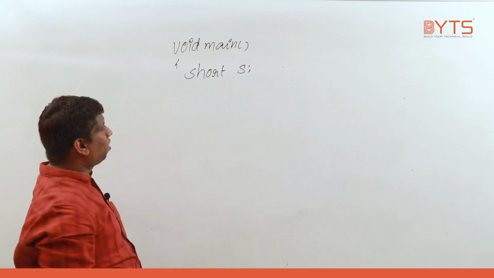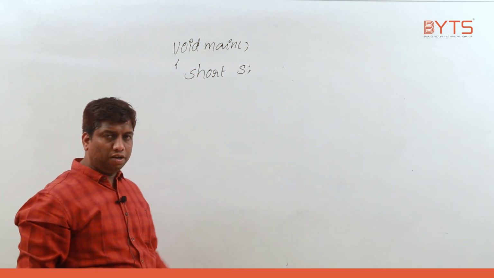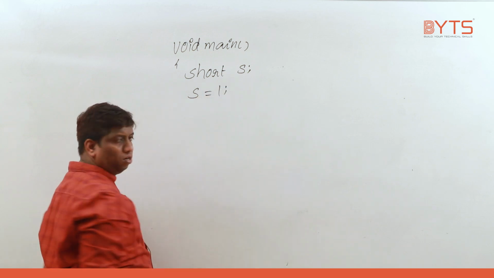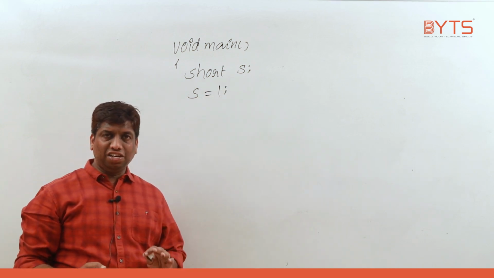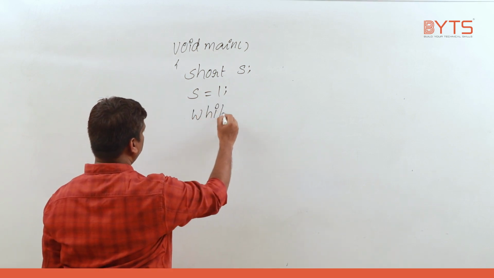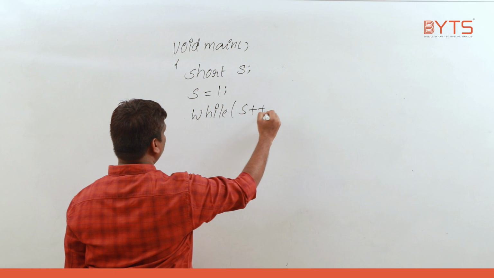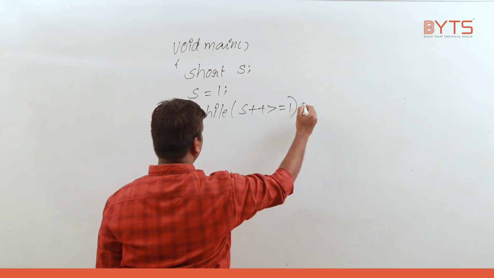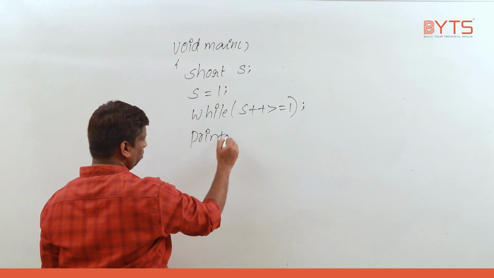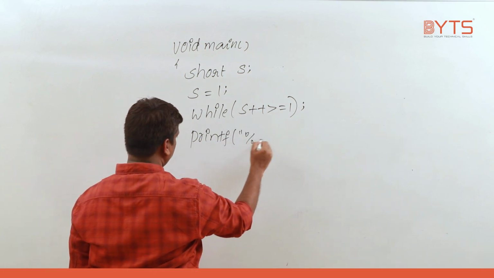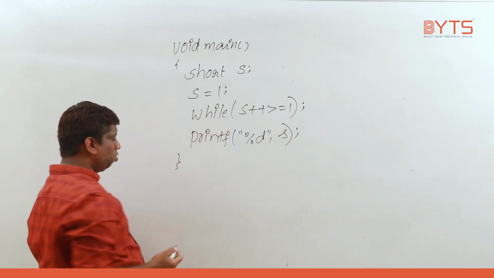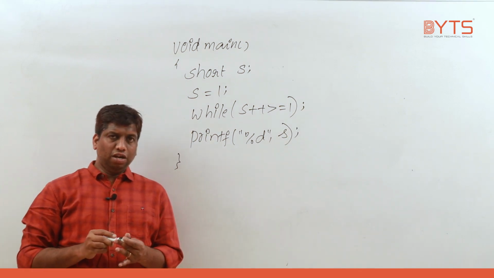Well, s is what type? Signed short int. s is equal to 1. So what is the value of s? We assign initially as 1. Next, what am I trying to do? While s plus plus greater than or equal to 1. Well, so try to pass it and get it.